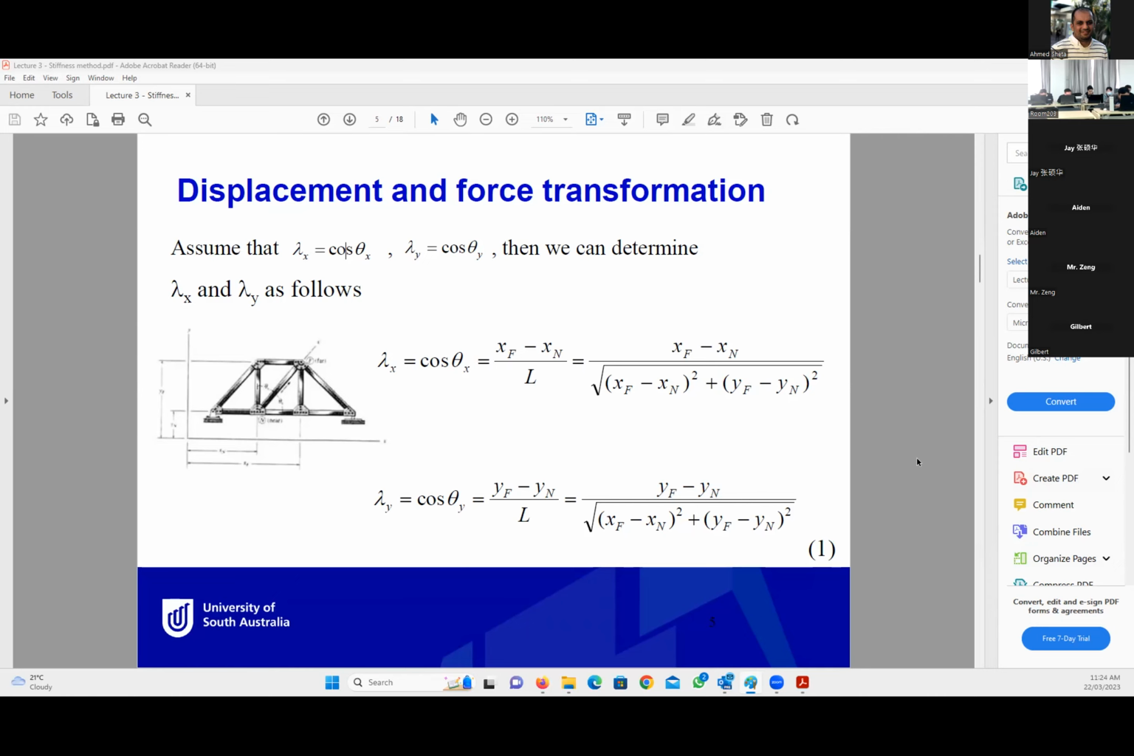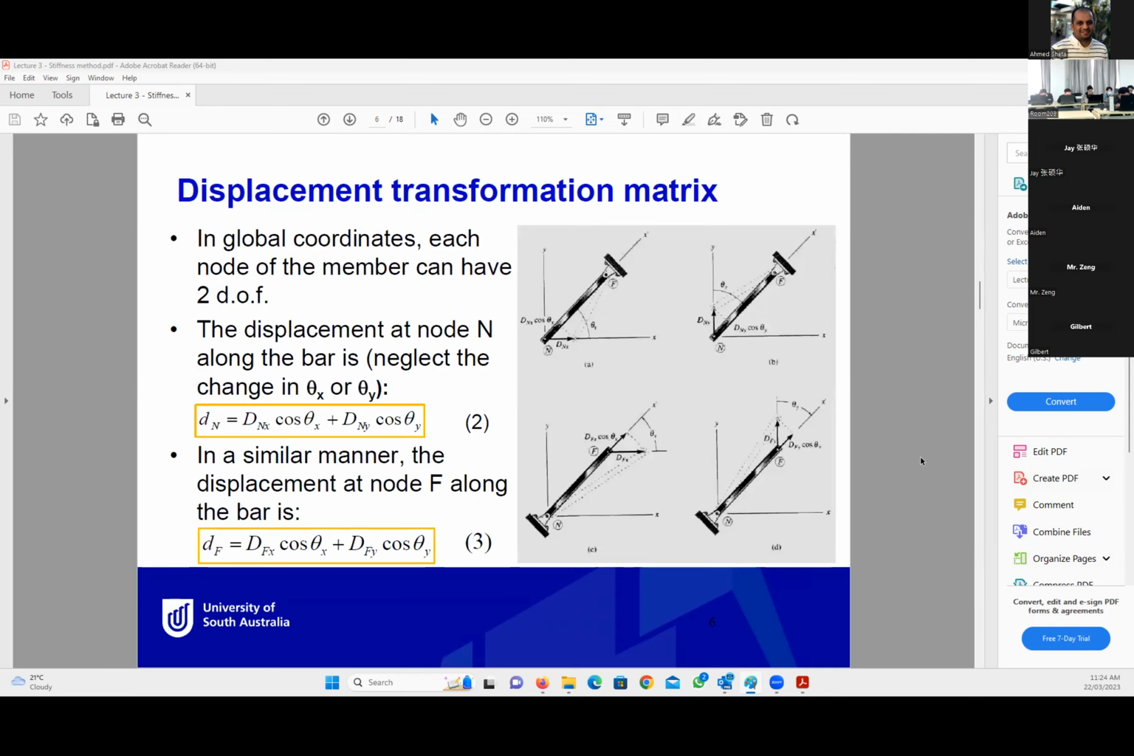Okay, so now the next step, what we benefit from the last step, why we calculate theta, cosine theta x and cosine theta y. In this slide, you will find how to derive the transformation matrix, or how to transfer from the local and get the global stiffness matrix. So this one is how to transform. In global coordinates, we have each node have 2 degrees of freedom. So this is the derivation in like 4 steps, A, B, C, D.